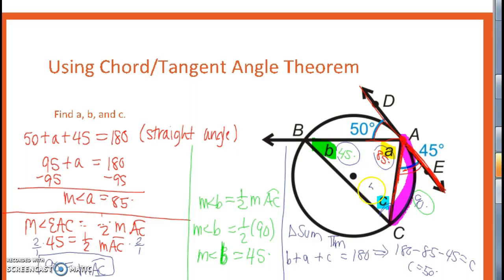So combining many of the theorems that we have learned this week, I've been able to figure out the three missing angles inside of a triangle that is inscribed inside of a circle. Okay, let's do one more using this theorem.